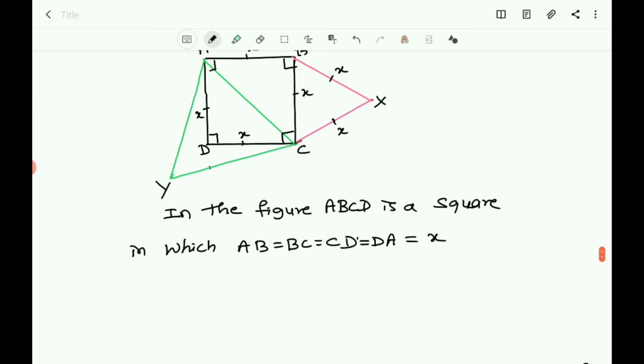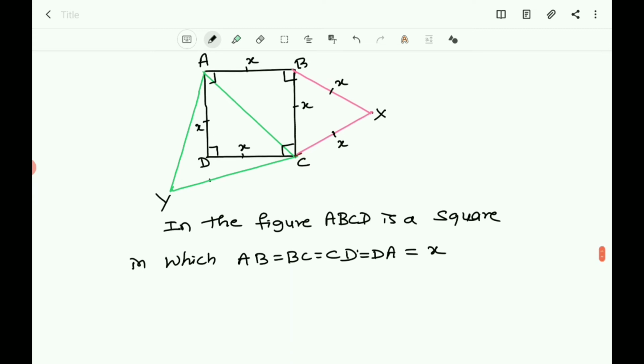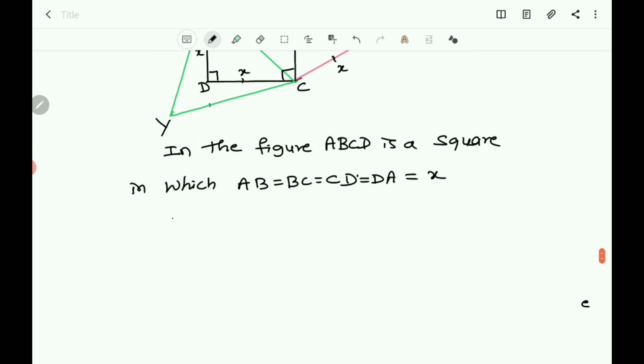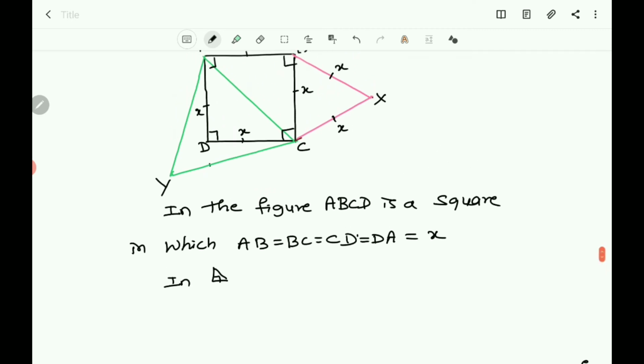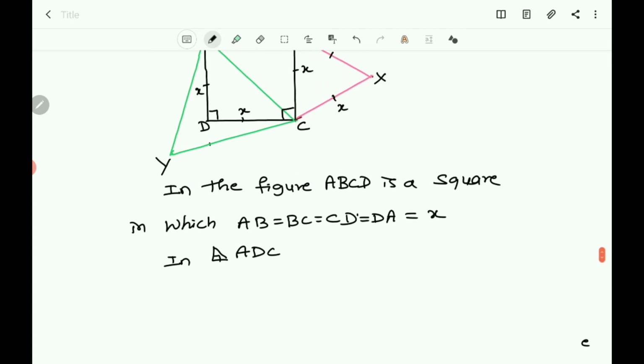So you know that in the square all the angles are equal to 90 degrees. So you take the right angle triangle ADC, and in right angle triangle ADC apply the Pythagoras theorem here. That is, AC is the hypotenuse. AC square is equal to AD square plus CD square.